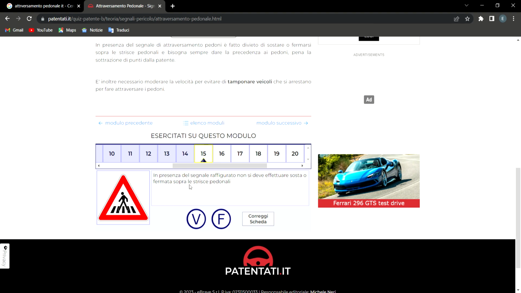The other one, number 15, says: in presenza di segnale raffigurato non si deve effettuare sosta o fermata sopra striscia pedonale. And it's saying that on this very road, you don't need to stop or to park your vehicle on top of the zebra line. And it's vero.